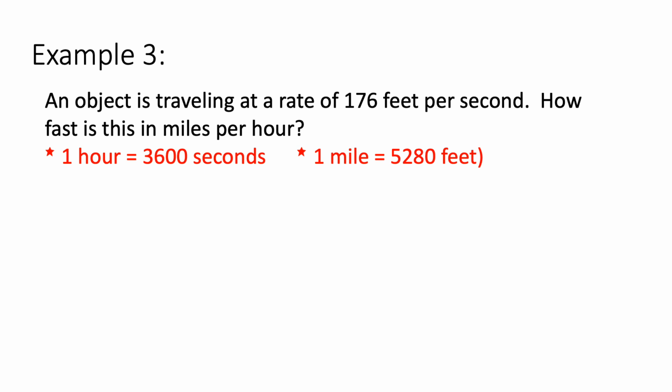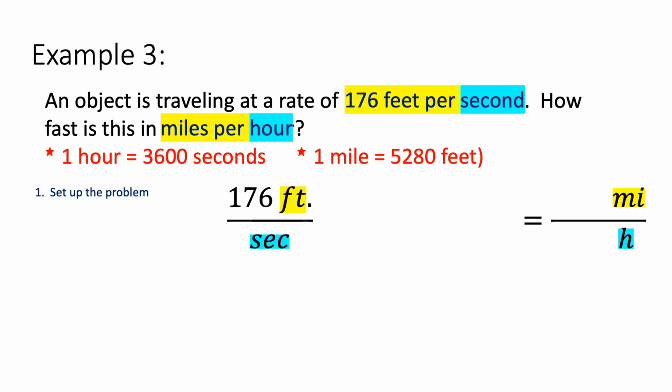Here's another example. An object is traveling at a rate of 176 feet per second. How fast is this in miles per hour? So we start by setting up our ratios. We're going to have 176 feet per second and set that equal to some number of miles per hour. Notice in this problem we have two names that are changing. The numerator is changing from feet to miles, and the denominator is changing from seconds to hours. So we need two conversion ratios. We're going to have two conversion ratios. That's why we have multiply, line, multiply, line.